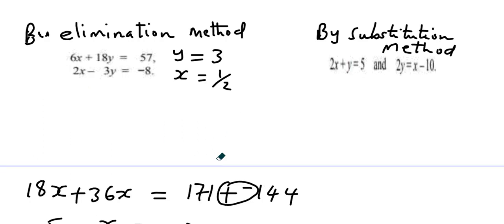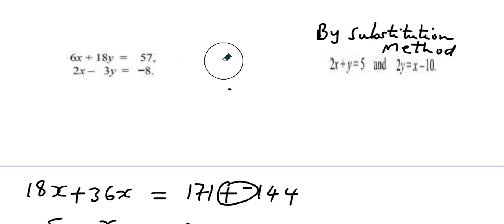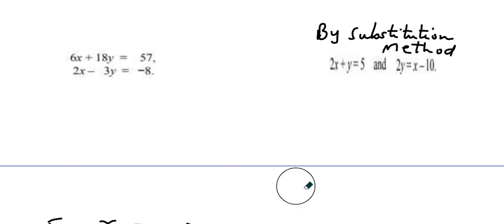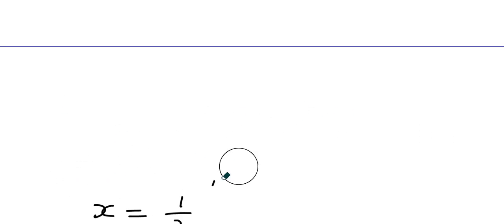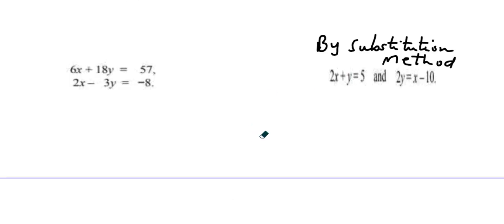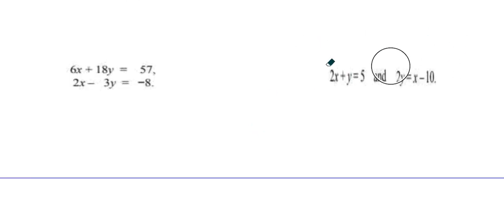Good. So let us go to this question here, which is the substitution method. I have selected the substitution method. Okay, let me check the time. 58 minutes gone. Okay, substitution method. The substitution method involves making one letter the subject.